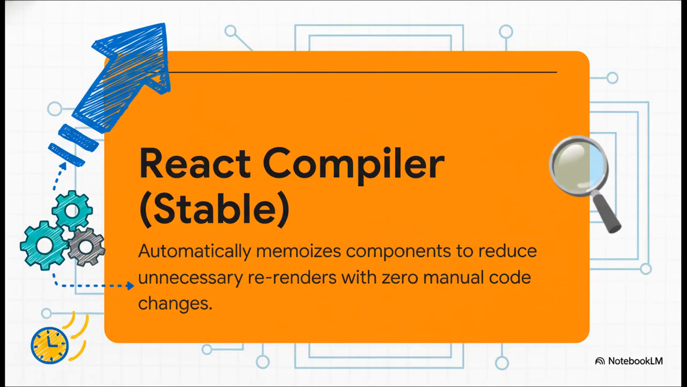Okay, this next one is kind of like magic. The React Compiler is now stable. Think of it like an automatic performance engineer built right in. It scans your code and automatically memoizes your components to stop all those unnecessary re-renders. And the best part? You don't have to write a single line of useMemo or useCallback. You just turn it on in your config, and boom, your app is faster.